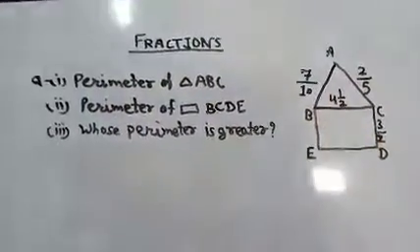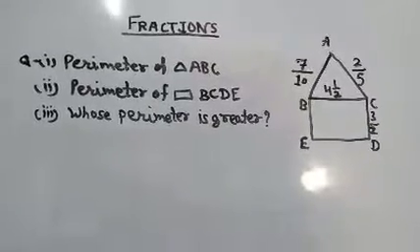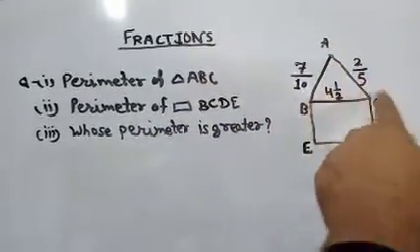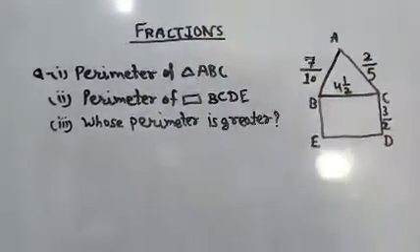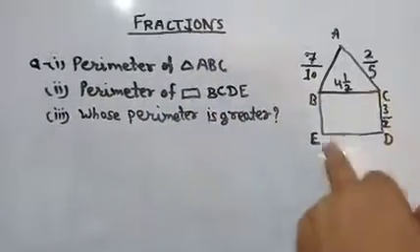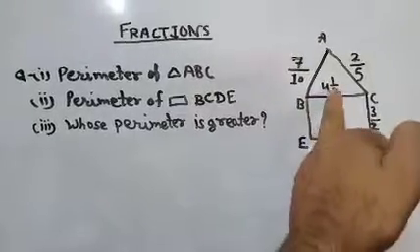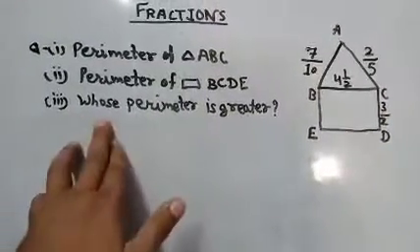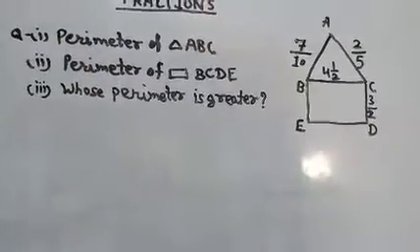What is perimeter? Perimeter is the sum of all sides of the related geometrical figure. The perimeter of triangle ABC is the sum of three sides: AB plus BC plus CA. The second question is the perimeter of rectangle BCDE. In a rectangle opposite sides are equal, so 4 whole 1 by 2 is the length and 3 by 2 is the breadth. And the last one: whose perimeter is greater, a comparison of the two perimeters of the geometrical figures.